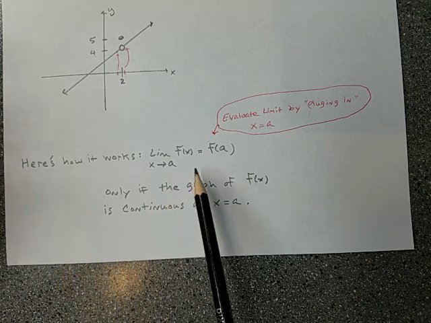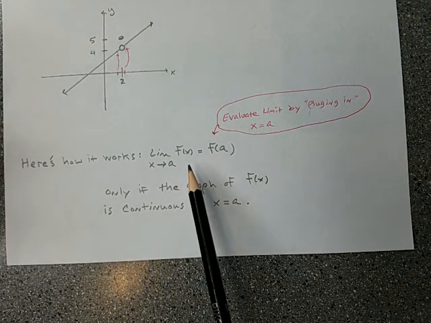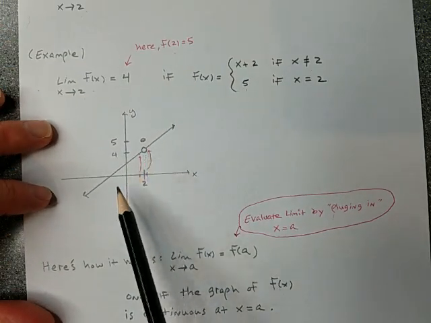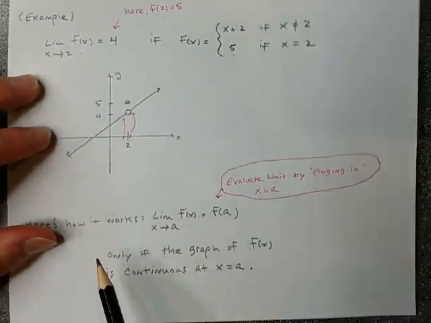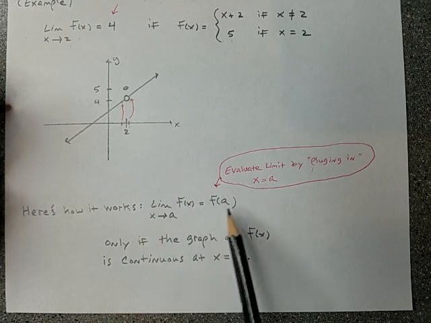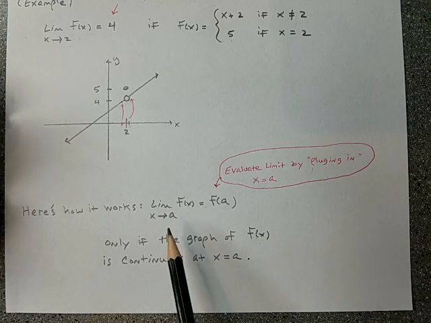If the graph was not continuous, then you can't do it that way, and you have to look at the graph to figure out the limit, or make a table to figure out the limit, okay? All right, so that's the case where we can evaluate the limit by plugging in the number.